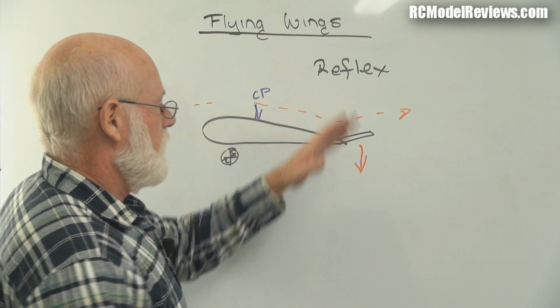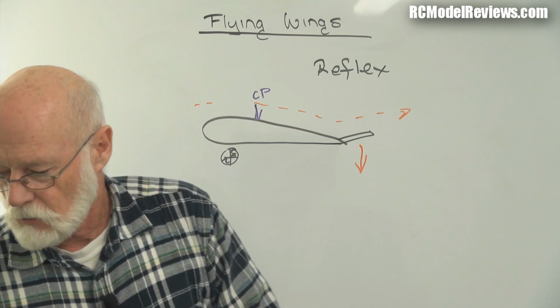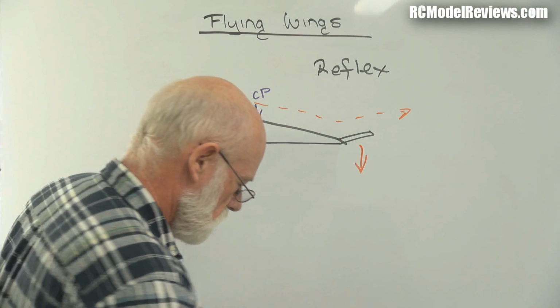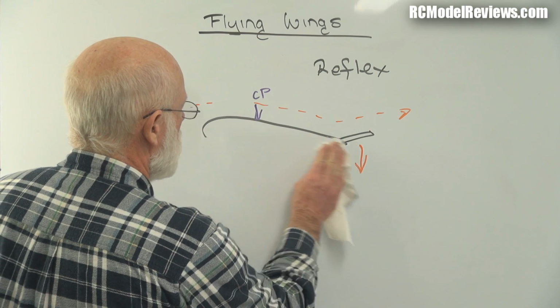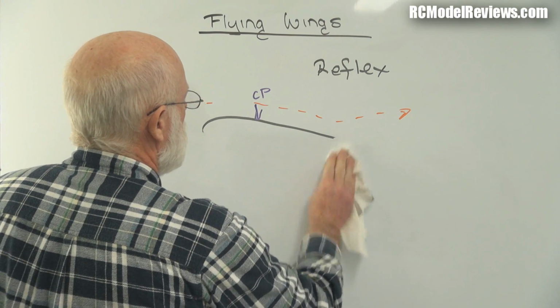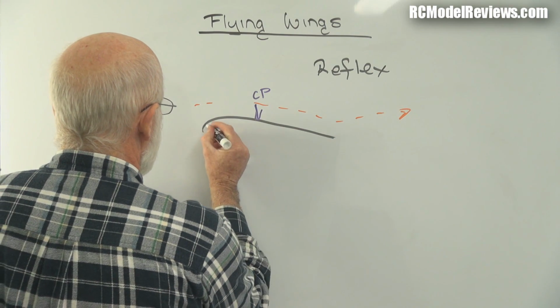So that's about that. But what we could do actually, if you want to reduce the effect a little bit, and most of the flying wings that I design, what have I done with my eraser? Oh, here it is. Use a piece of paper. What I've done with most of my flying wings is I do this. I use a symmetrical airfoil like this.